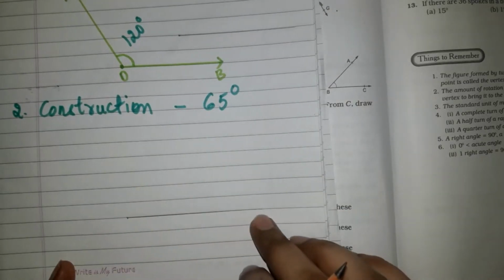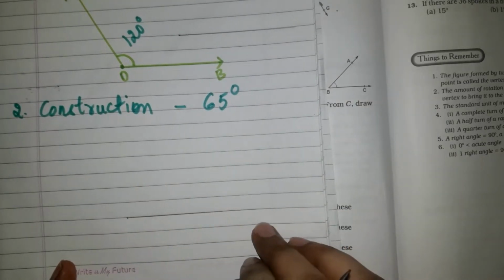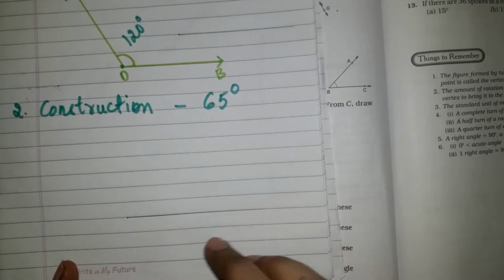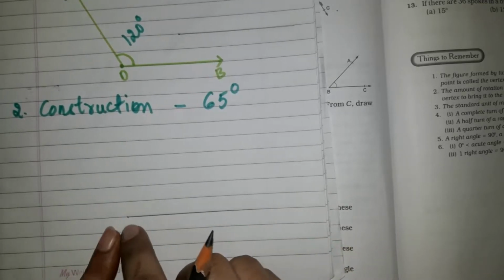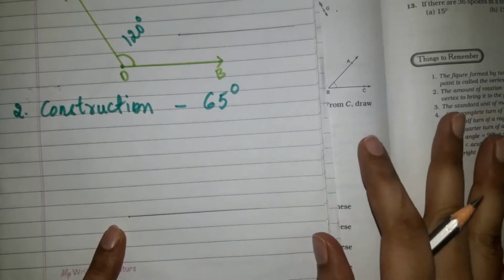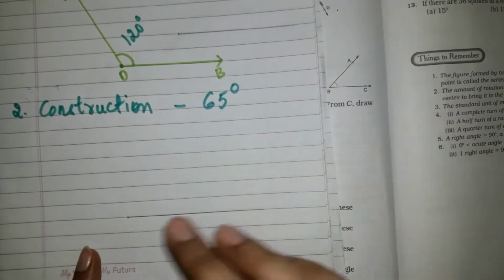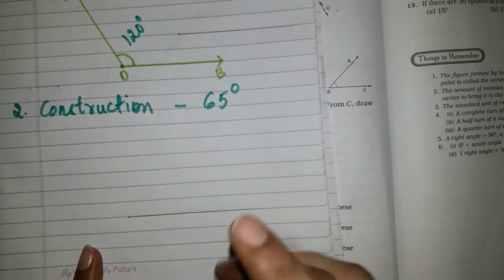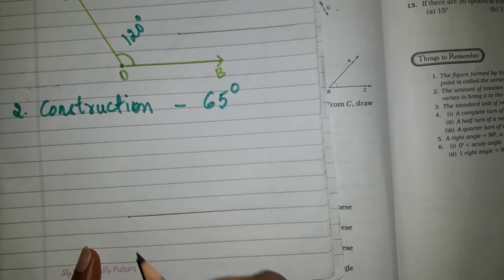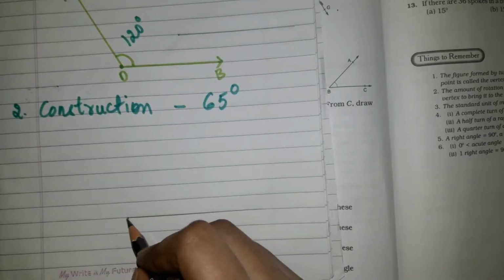First arm is this arm. No measurement is given. Sometimes they give the measurement that the line should be of 5 centimeter. In that case you will place your scale and draw exactly 5 centimeter. I'll show you that part also. Just now I'm showing you plain construction. I have drawn a line of my choice, and at the starting point I have drawn this dot, so that I'm clear that this is my vertex.